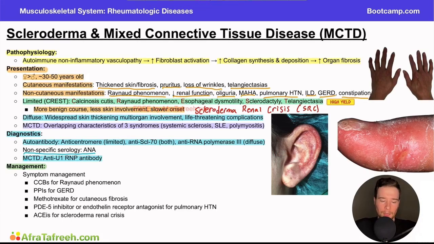Well, we can think about a lot of the symptoms we talked about. So we talked about Raynaud's phenomenon. So calcium channel blockers can be used for that. It's a very good mechanism to allow the vasculature to relax. The vasoconstriction in the fingers and the digits is the problem.